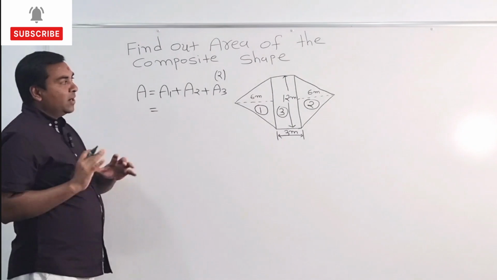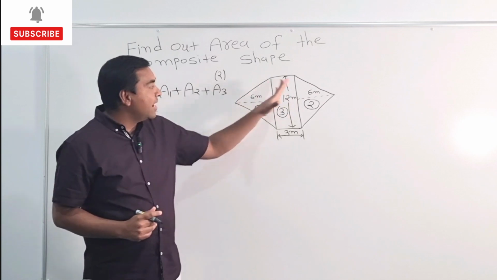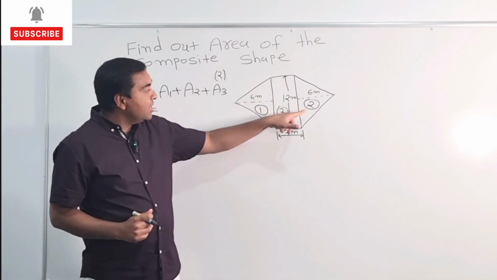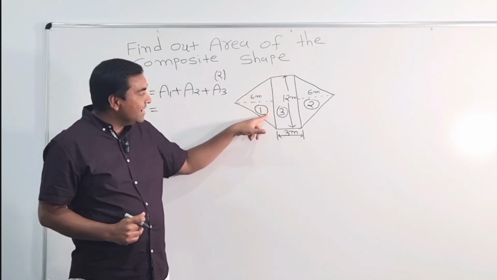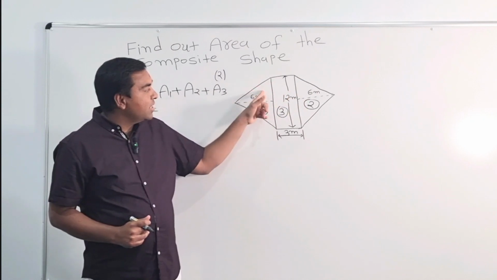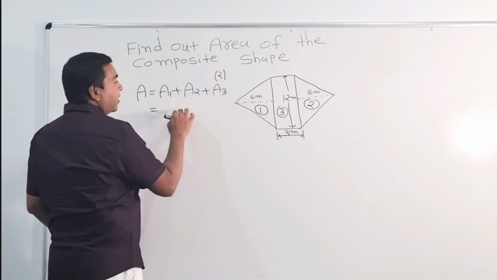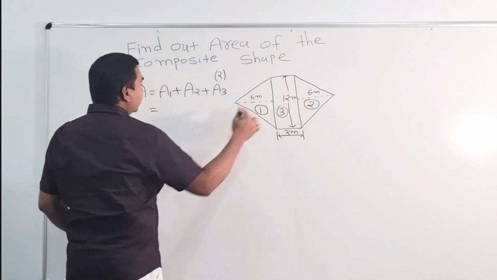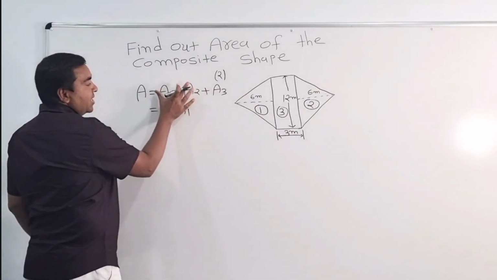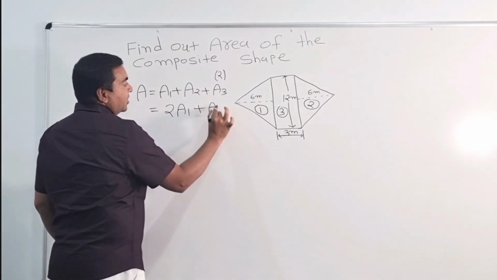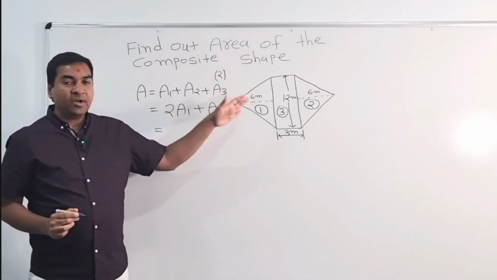Now to make our life a little bit easier, guys, we can understand this triangle and this triangle are exactly the same. So their areas are also going to be exactly the same. So I can just find the area 1 and multiply by 2. That will take care of both the triangles. So 2 times area 1 takes care of area 1 and area 2, plus area 3, which is a rectangle that I've got to do. Now, area 1 is a triangle.